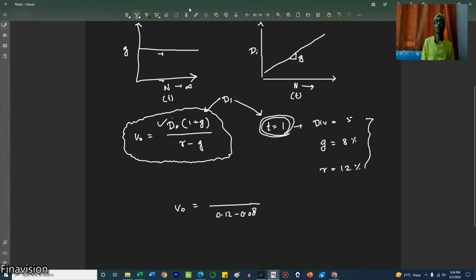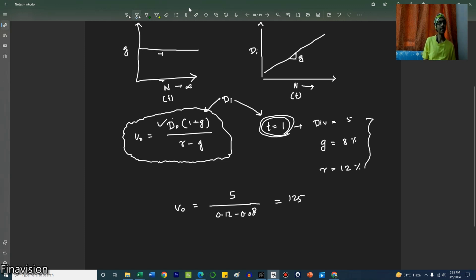The only thing we need to write here is 5. So the answer is 5 divided by 0.04. This is 125.